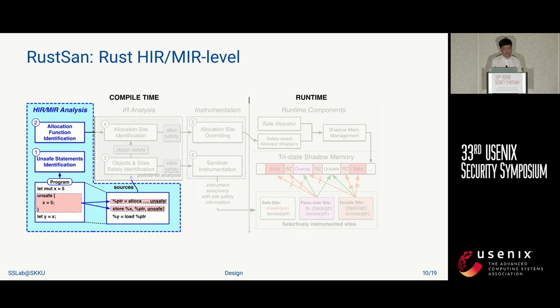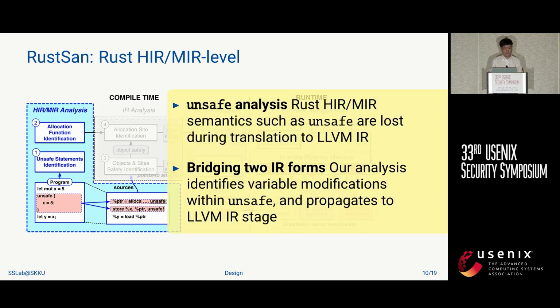Our analysis starts with the Rust-specific IR, MIR, because the Rust semantics such as unsafe are consumed in the Rust MIR level of the compilation process. So we developed an analysis at the MIR level and propagated the result as a form of instruction metadata into the LLVM IR phase.